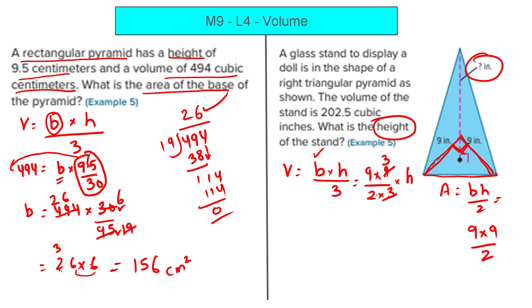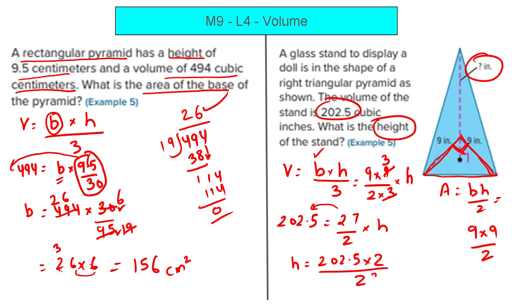9 times 3, 27 over 2. Yani volume. Volume how much? 202.5. And volume is 202.5. It is equal to 9 times 3, 27 over 2 times h. Again same thing. The fraction will go here and it will flip. Yani the h is equal to 202.5 multiplied 2 divided by 27. 202.5 times 2 will give you 405 divided by 27.